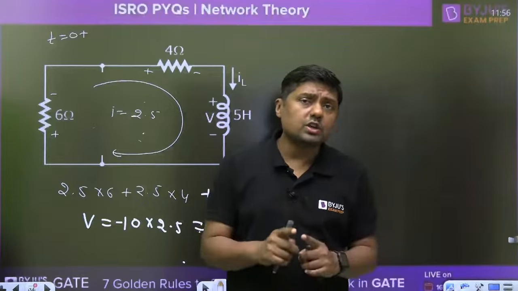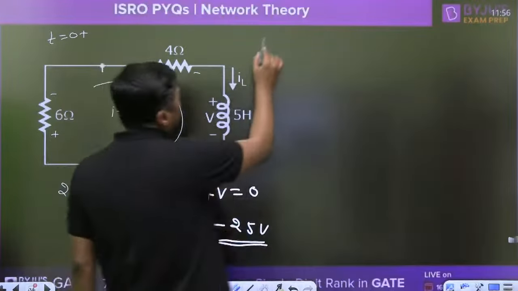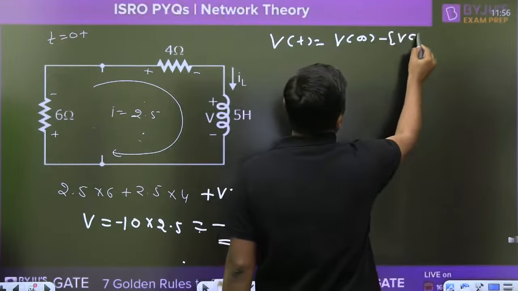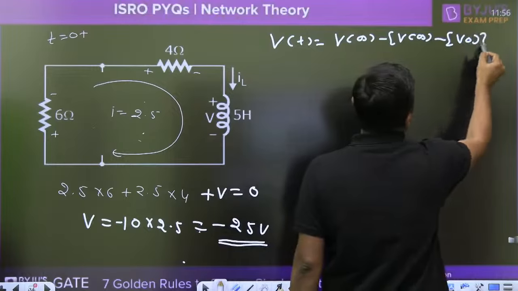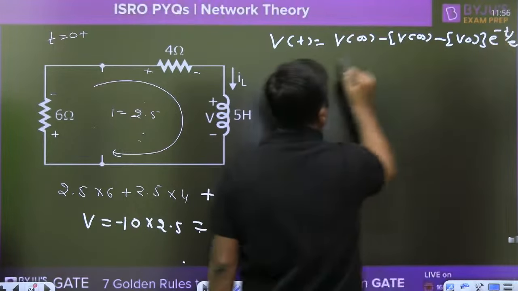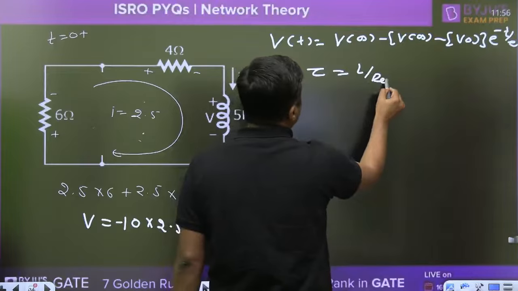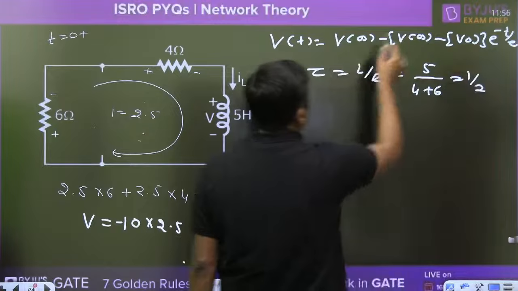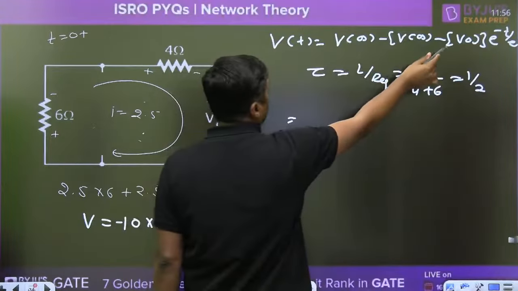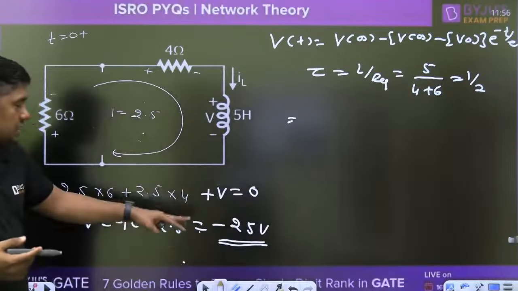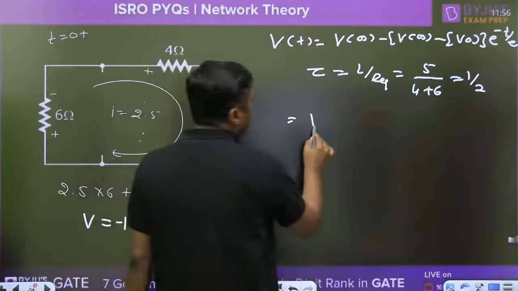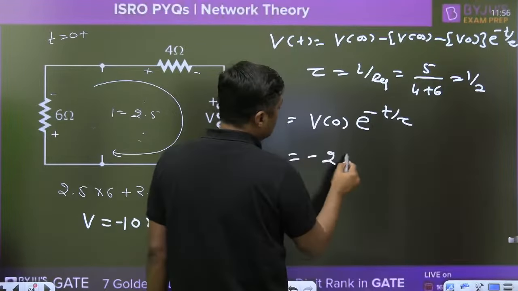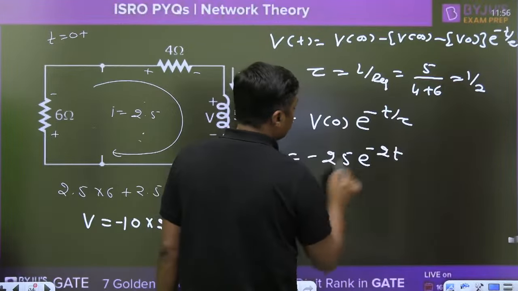It is a source free response. That's why the final value is 0. And you can directly use this formula. V(t) is equal to V final minus V initial, e raised to power minus t by tau. What is the tau? L by R equivalent, 5 divided by 4 plus 6, that is 1 by 2. Now use what is the final value? 0. What is the initial value? Minus 25. Minus minus plus, and again it will become minus 25 e raised to power minus 2t.